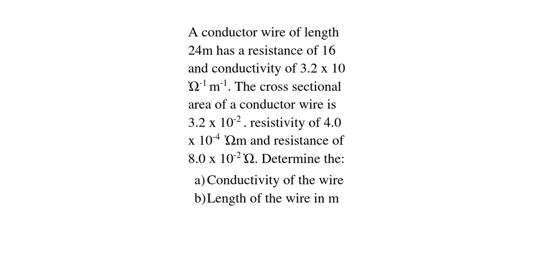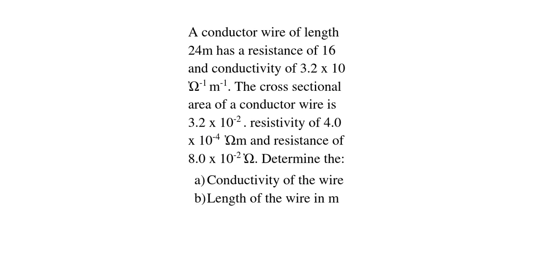A conductor wire of length 24 meters has a resistance of 16 and conductivity of 3.1 times 10, that is ohms per meter. The cross-sectional area of a conductor wire is 3.2 times 10 power negative 2. That is the cross-sectional area of the wire.